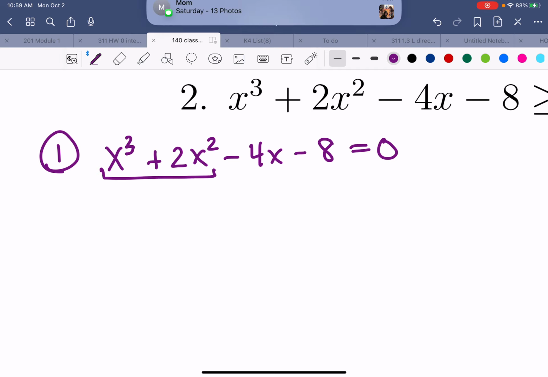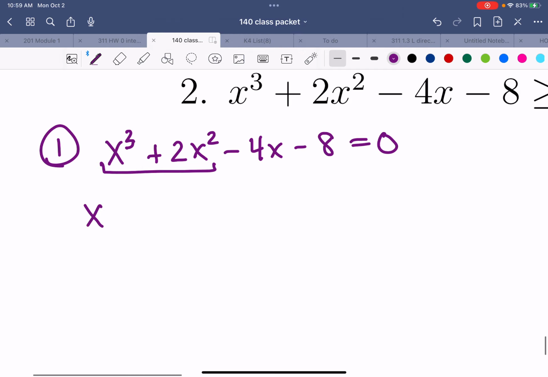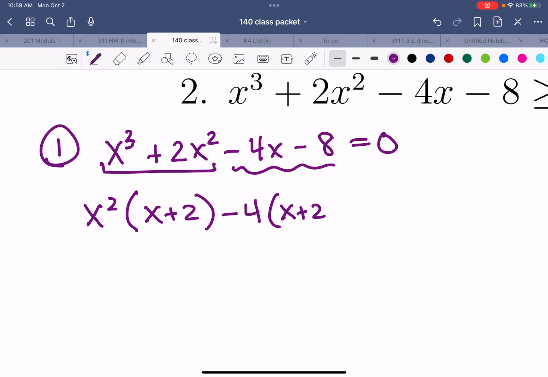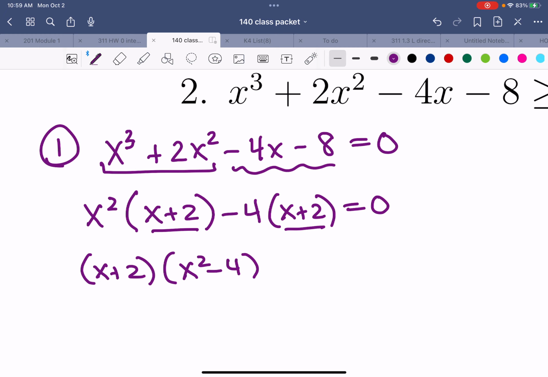So if I take these first two, they have a common x squared. And when I take it out, I get x plus 2. And the second two have a common -4. When I take that out, that's x plus 2. Then I can bring that common x plus 2 to the front. And I'm left with x squared minus 4.